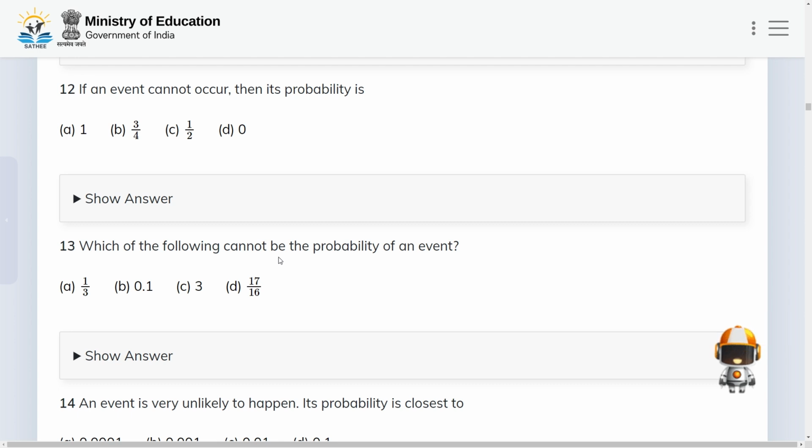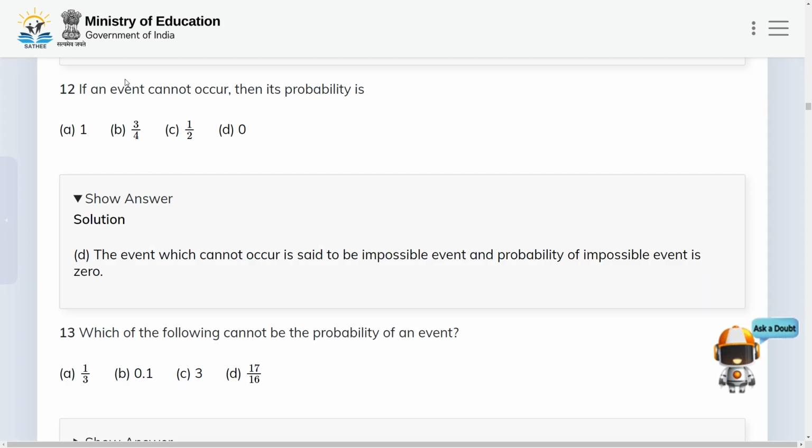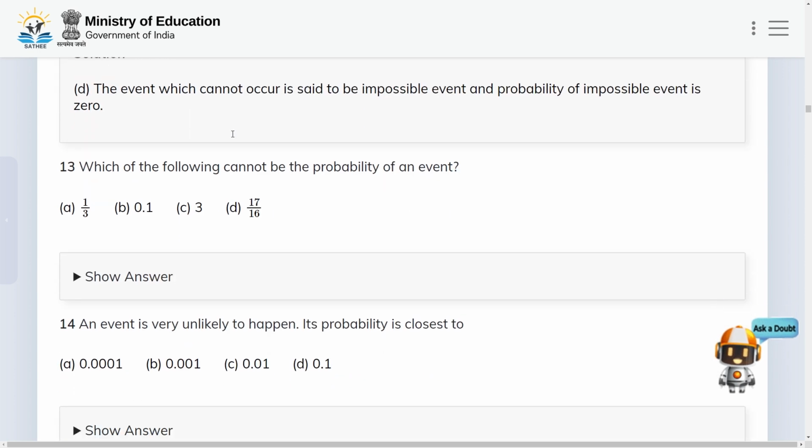In the next problem, if an event cannot occur, then its probability is what? If an event cannot occur, then that event is called an impossible event. We know the probability of an impossible event is equal to 0. So the correct answer is option number D. And now let us move to next problem.